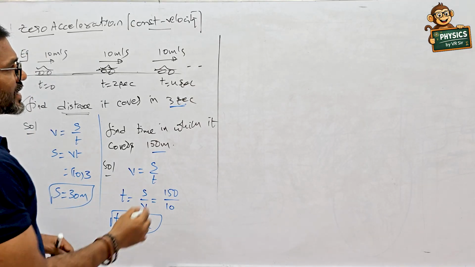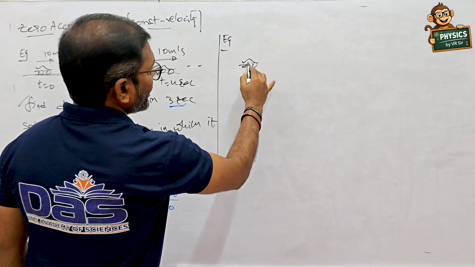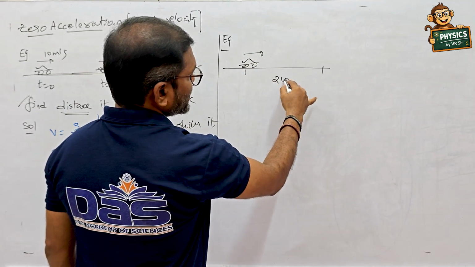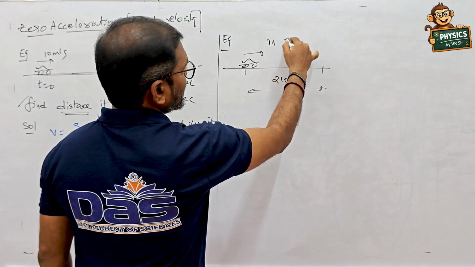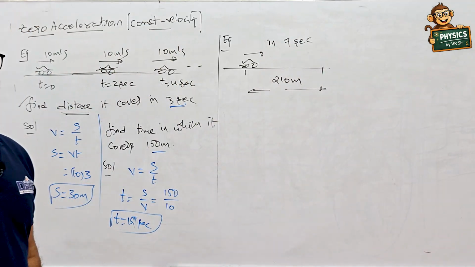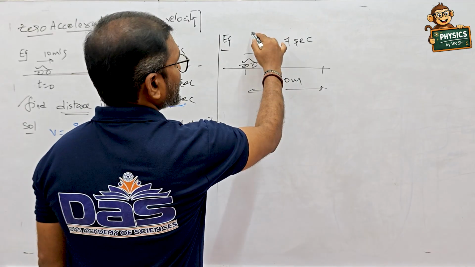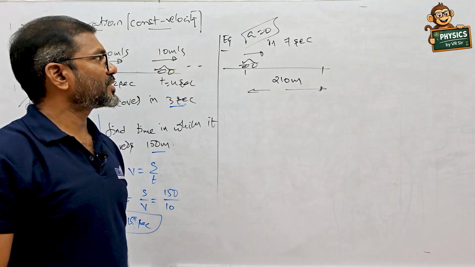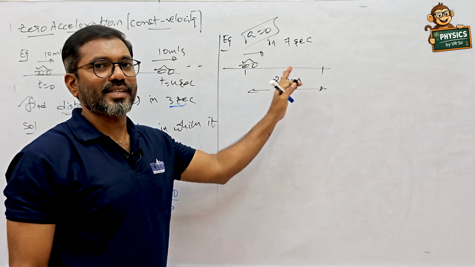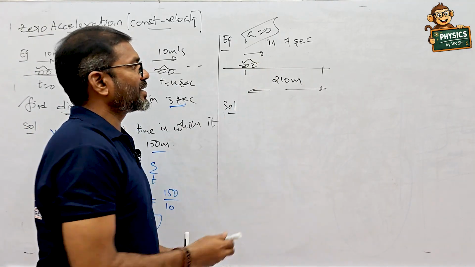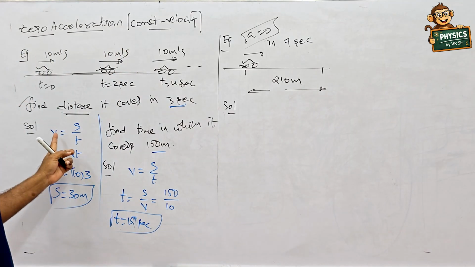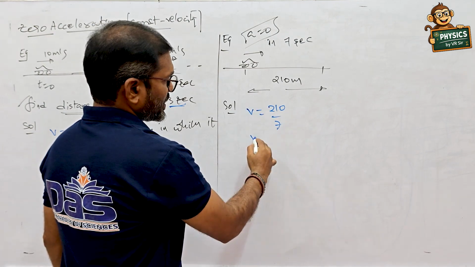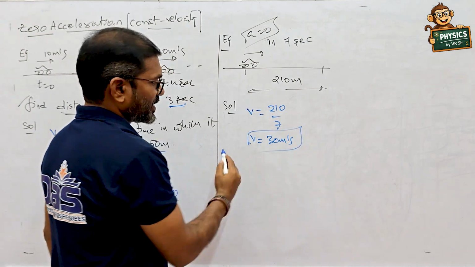Now in this case, one more example of how they are going to give it. If an object is moving and it covers 210 meters in 7 seconds, then how do you calculate the velocity if acceleration is equal to 0? Zero acceleration case, I told you already. Acceleration 0 means we can assume there is no change in the velocity of the body. So how to calculate? Direct formula, only one formula. Velocity is displacement by time. Displacement and time are given, therefore velocity is equal to 210 by 7. So velocity is 30 meters per second. This is how we can take it.